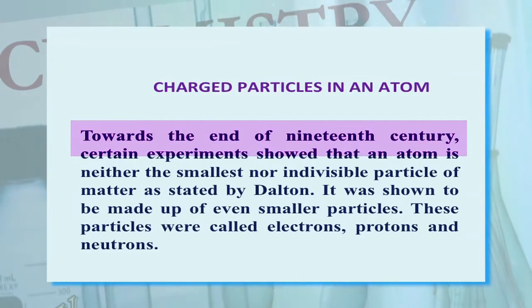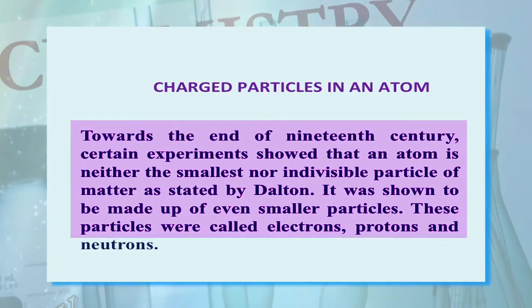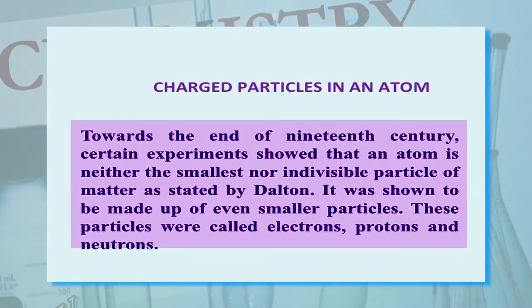Towards the end of 19th century, certain experiments showed that an atom is neither the smallest nor the indivisible particle of a matter as stated by Dalton. It was shown to contain even smaller particles. These particles were called electrons, protons and neutrons.